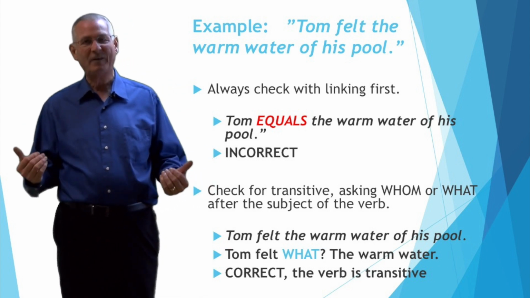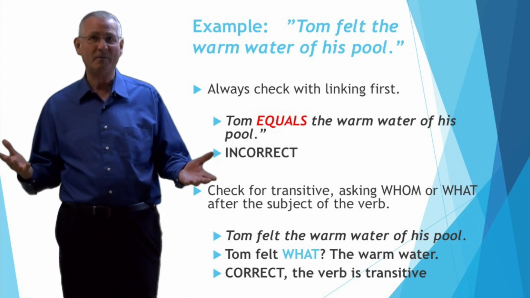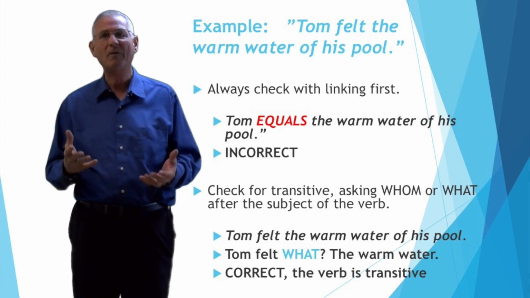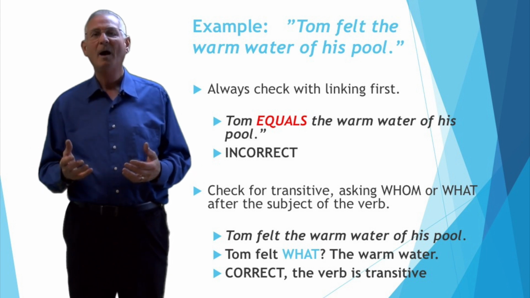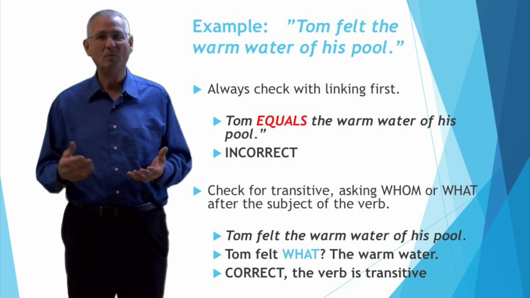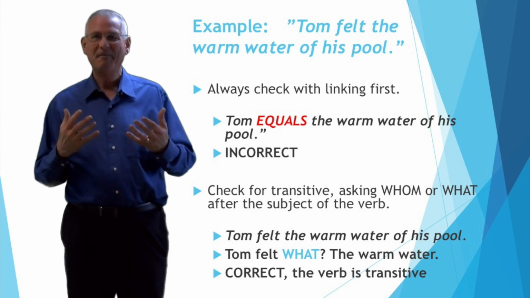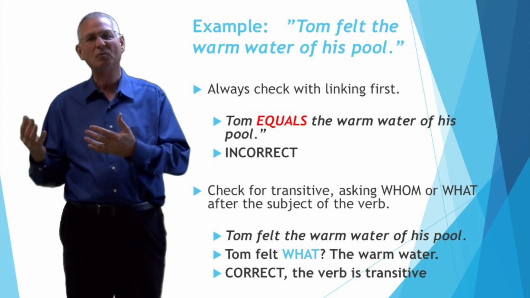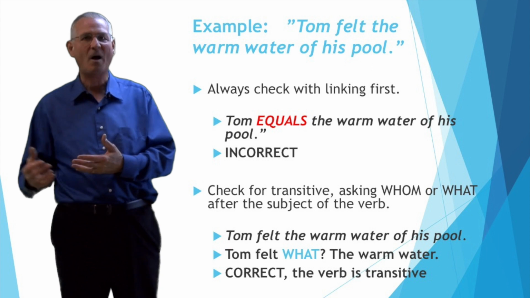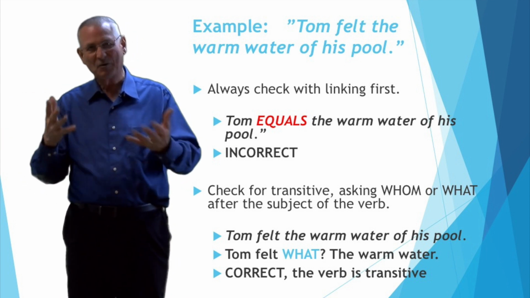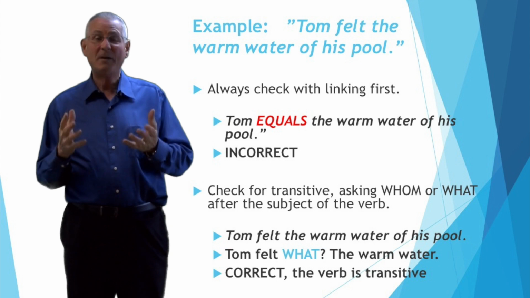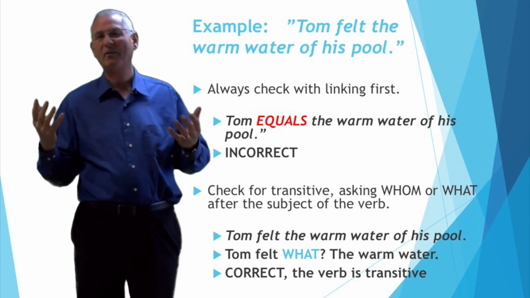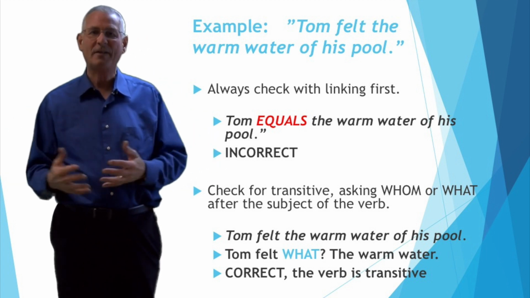Therefore, we go to the next step, which is to check for transitive, and we ask whom or what after the subject and the verb. So in the sentence, "Tom felt the warm water of his pool," we would say Tom felt whom or what? Well, he felt what? The warm water. Felt is a transitive verb. And we'll learn that transitive verbs require direct objects, indirect objects, and objective complements for a freshman after the transitive verb. Now, if it doesn't answer whom or what after the subject and the verb, by process of elimination, it makes it an intransitive verb.